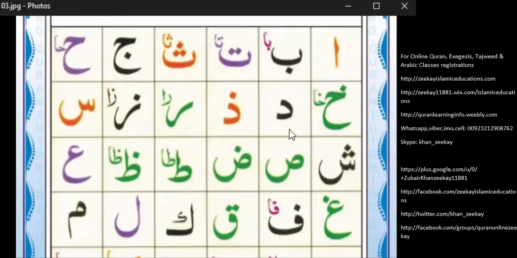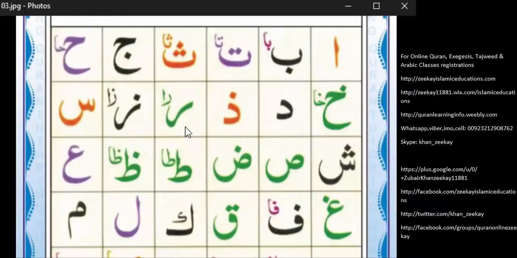The next letter is Dal, and the origin of this letter is the same as the origin of letter Ta. It is also pronounced by touching the tongue's tip to the root, the joining point of the front upper central two teeth. The next letter is Dhal. It is pronounced like a Fa. The origin of this letter is the same as letter Fa, and it is pronounced by touching the tongue's tip to the edge, the bottom of the front upper two teeth, and our tongue will come a little out of our mouth in pronouncing this letter.